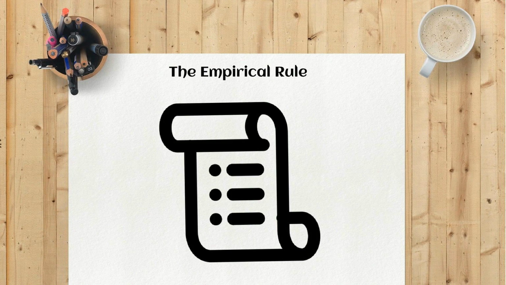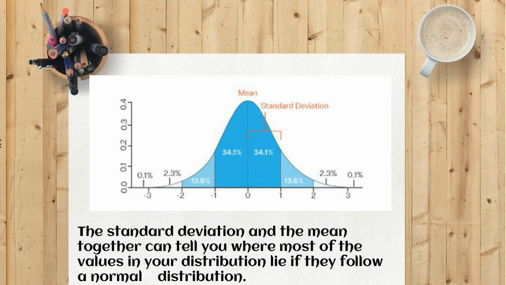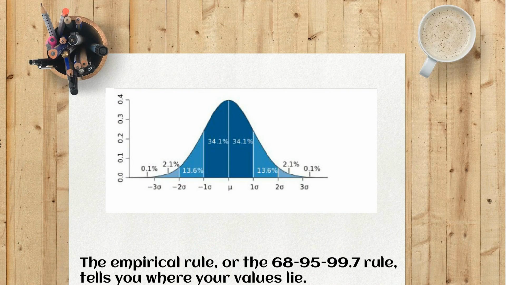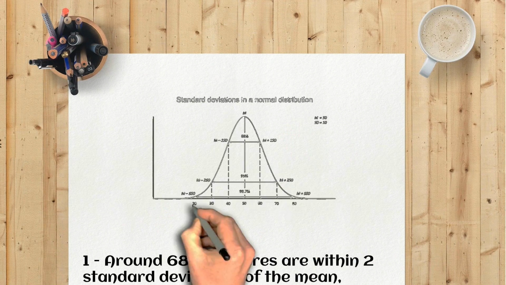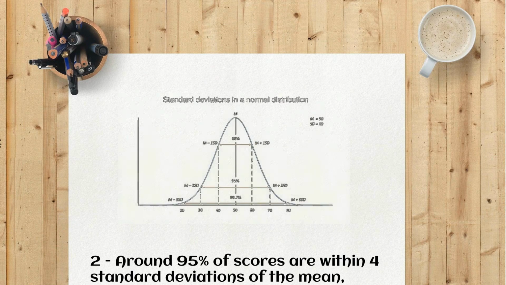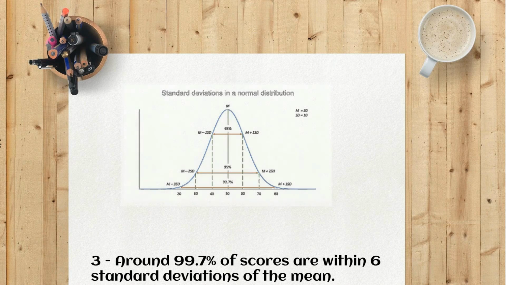The empirical rule. The standard deviation and the mean together can tell you where most of the values in your distribution lie, if they follow a normal distribution. The empirical rule, or the 68-95-99.7 rule, tells you where your values lie. 1. Around 68% of scores are within 1 standard deviation of the mean. 2. Around 95% of scores are within 2 standard deviations of the mean. 3. Around 99.7% of scores are within 3 standard deviations of the mean.